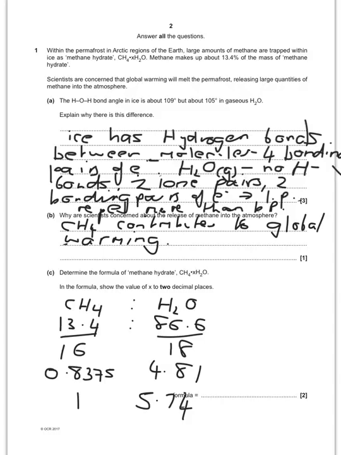It's told you that methane is 13.4% of the mass. So that means that for water, it's got to be the rest, which is going to be 86.6%. Then do exactly what you've done before, divide by the molar mass of each, and then find the simplest ratio, and you come out at 1 to 5.74. So x in this case is 5.74.